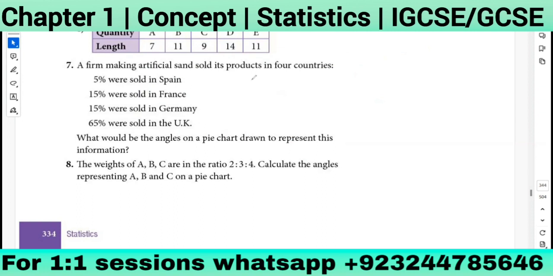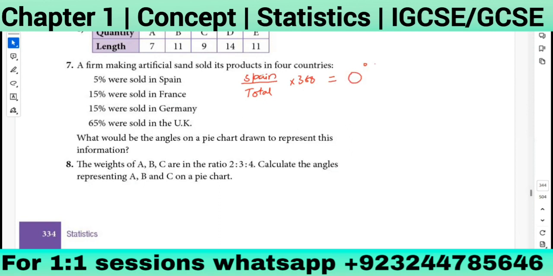5% for Spain. 5 over total into 360. But the total is not given for these. So you can add them. The main thing is that the degrees are always equal to what I told you in the last question: Spain by total multiplied by 360 is equal to the degrees.